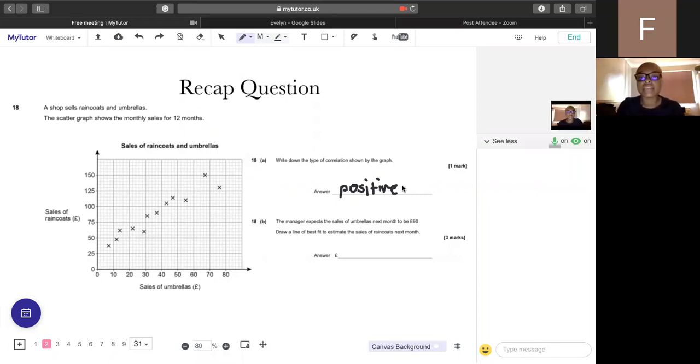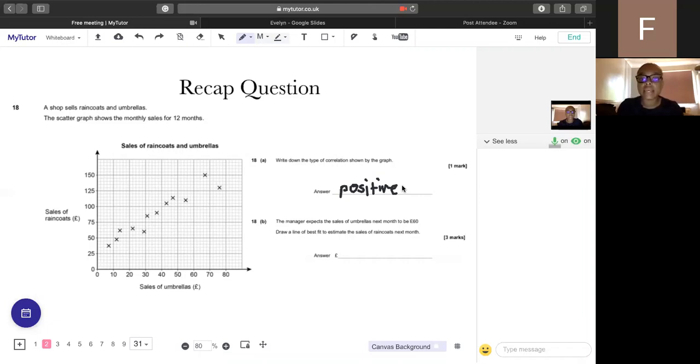And the indication to tell you which one you should use, whether it's strong or just positive, is usually how many marks the question is worth. So if it's 1 mark, it's enough to say either positive or negative. If it's 2 marks, you should definitely say whether it's strong or weak.